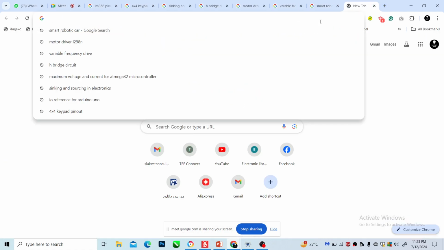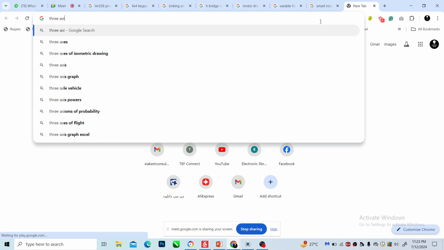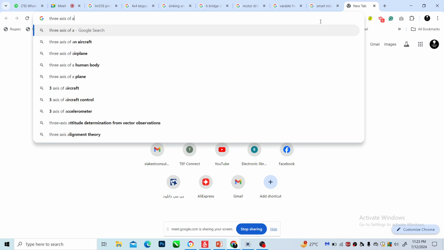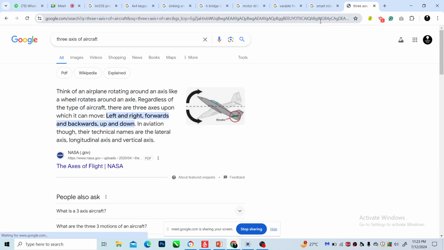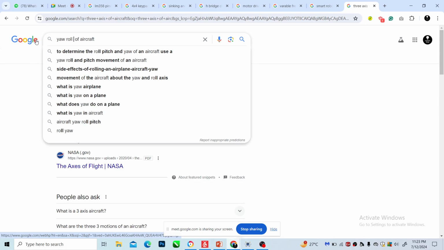Do you understand? 3 axes. I'm using a lot of different things to explain the same thing because we are not in a physical class of aircraft. If it were a physical class, I would have been able to demonstrate this with even my movement. There's something we call yaw, there's something we call roll, and there's something we call pitch. Yaw, roll, and pitch.